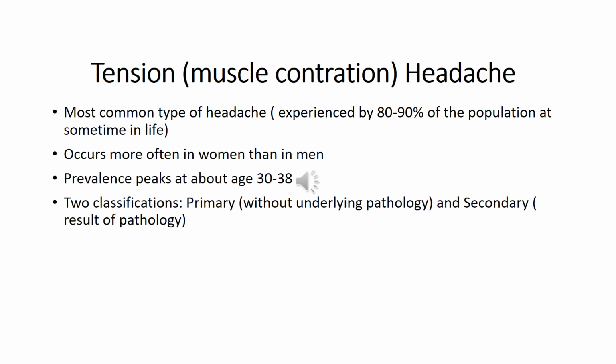Tension headaches are the most common type of headaches. They are experienced by approximately 80 to 90% of the population at some time in their life. It occurs more often in women than in men. The peak ages are usually between the ages of 30 to 38. There are 2 classifications. There's primary, which occur without underlying pathology, and then there's secondary, which occur as the result of pathology.